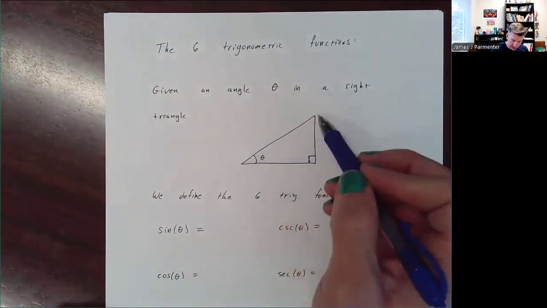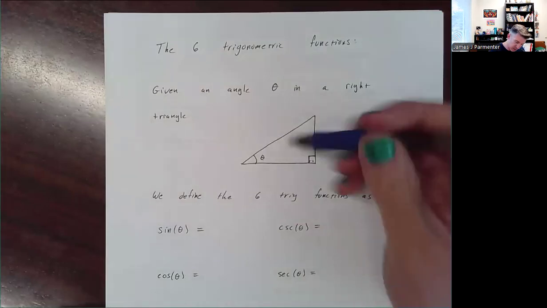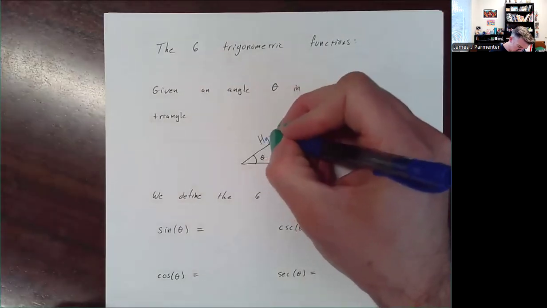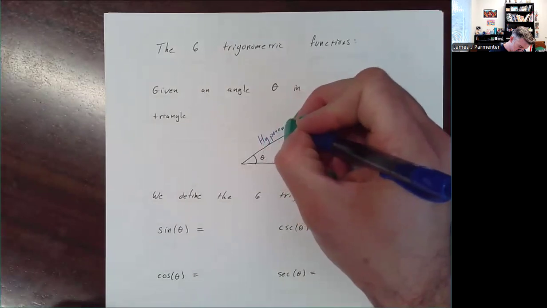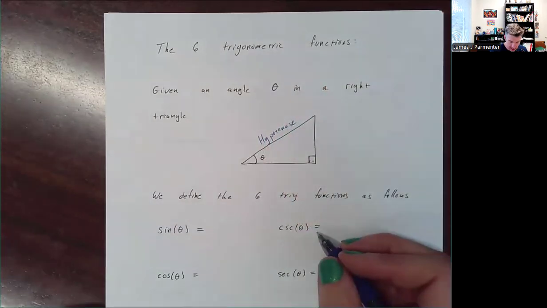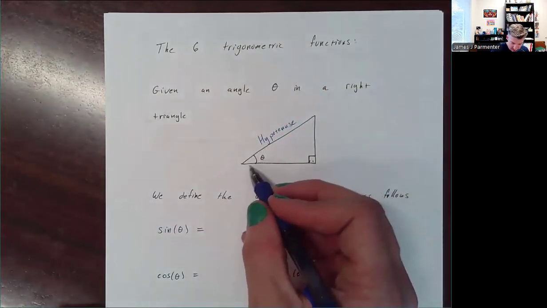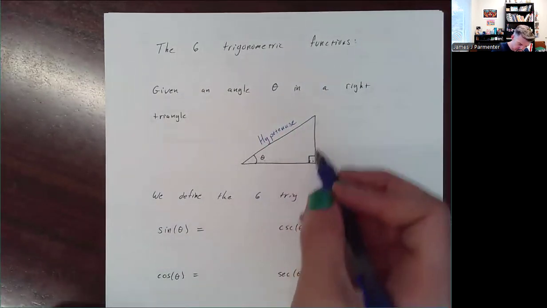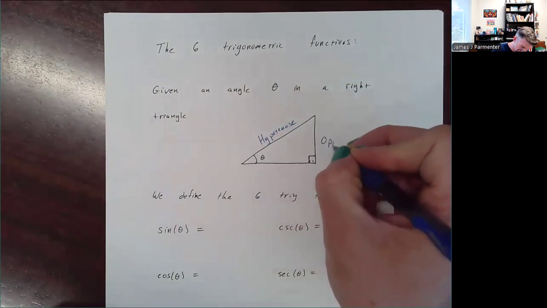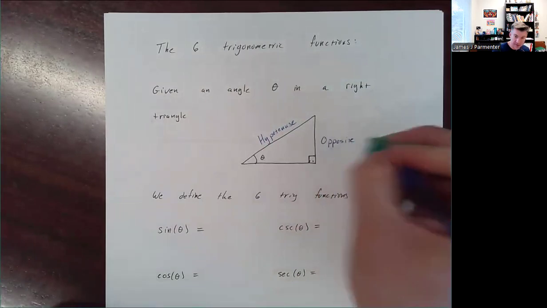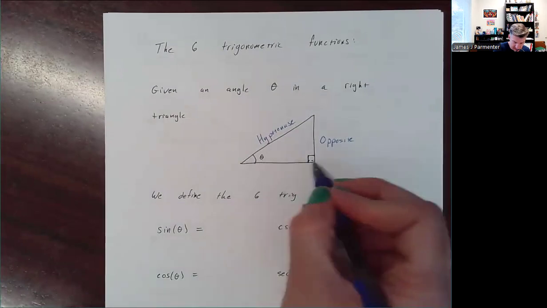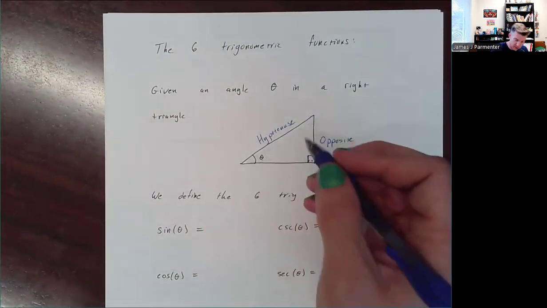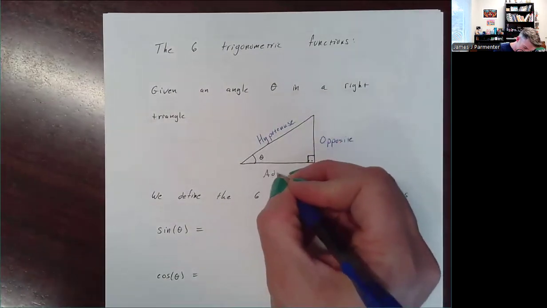This longest side that's always opposite the 90-degree angle is always the hypotenuse. And then the side that the angle isn't in between, the other side over here, is called the opposite side. This is opposite of the angle. And then this side that's next to the angle that isn't the hypotenuse is called the adjacent side.